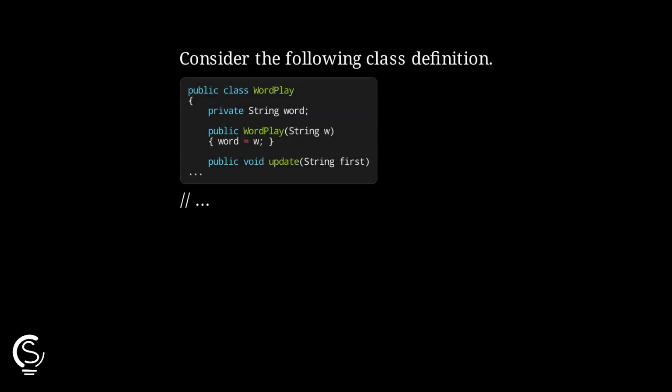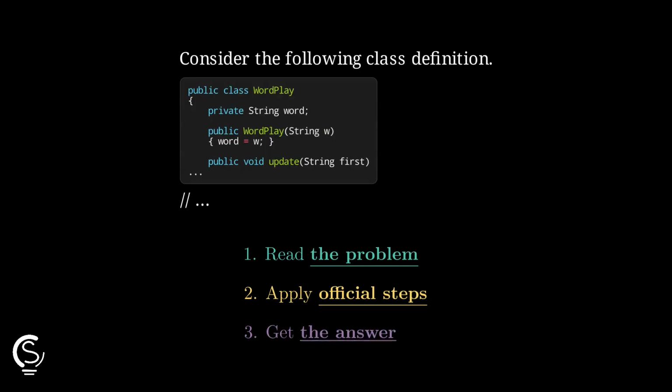Let's go! Java method overloading can be tricky, but we will solve this fast. Let's trace the code to see how the word variable changes its value.